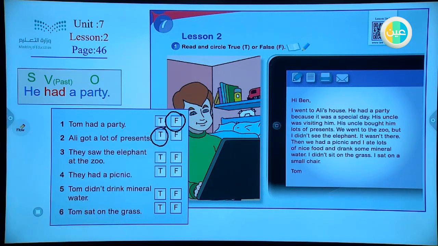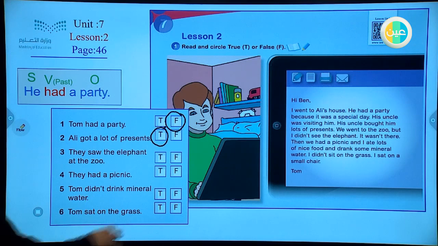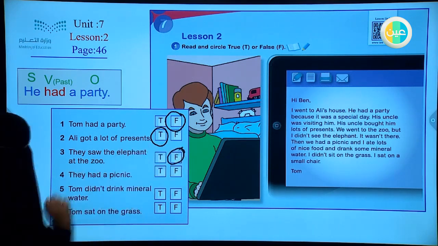Very good. They saw the elephant at the zoo. He said here, I didn't see the elephant. So it's not true. It is false. The elephant was not there.